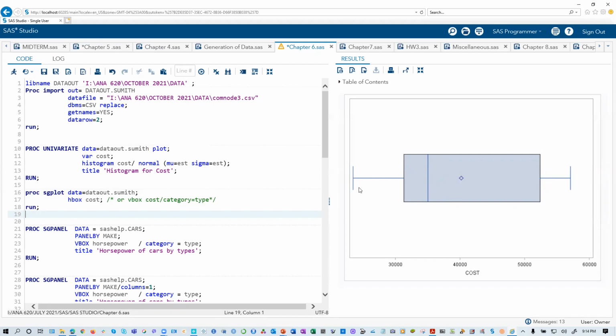You can graphically represent these 5 numbers: 1, 2, 3, 4, 5. These are called the hinges. This is the lower hinge. This is the upper hinge. And this line is the median. And this is called the Q3, Q1. This is Q3. Q3 minus Q1, interquartile range, is this length of the box.